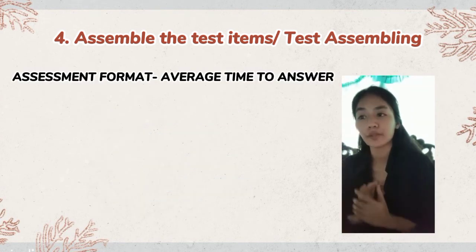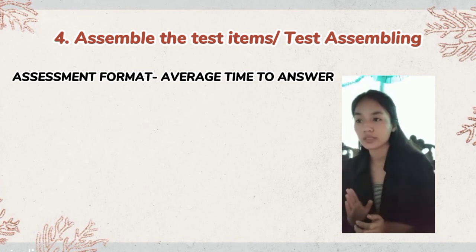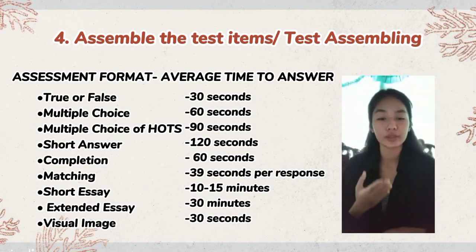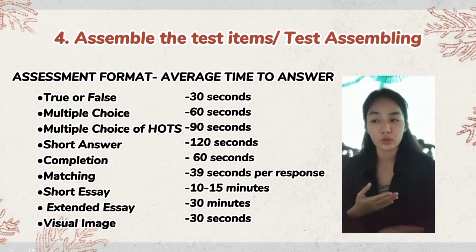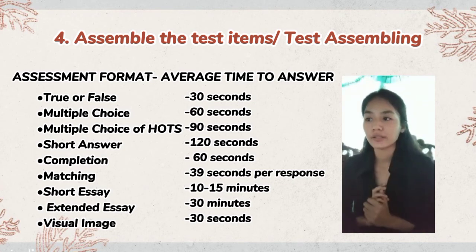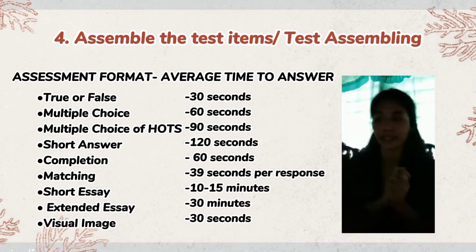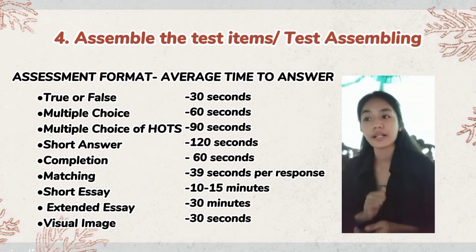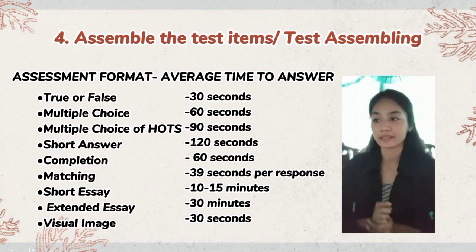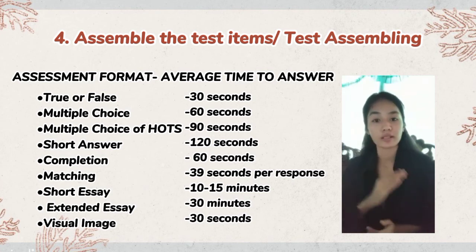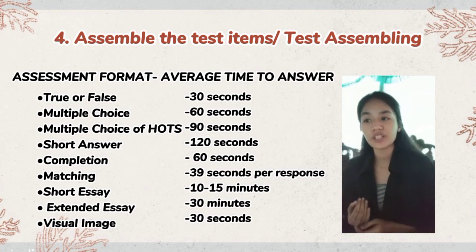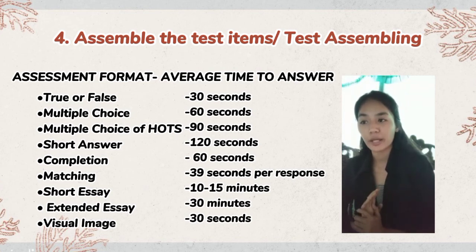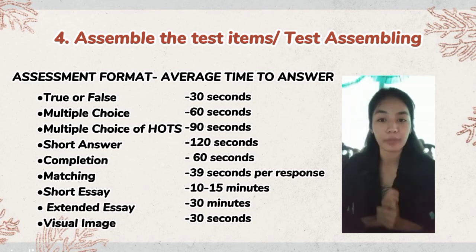So, assessment format. True or false: the average time to answer is 30 seconds, so you need to give your students 30 seconds. Next, multiple choice, 60 seconds. Multiple choice of higher level learning objectives is 90 seconds. Short answer is 120 seconds. Completion is 60 seconds. The matching type is 30 seconds per response.